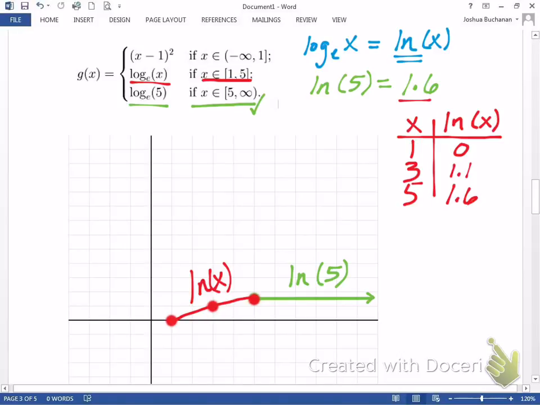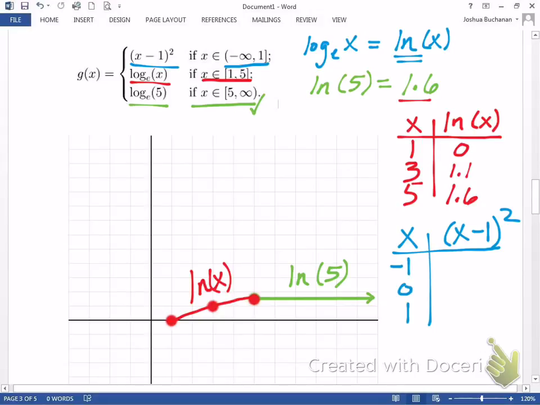And then we must do x minus 1 squared. So we'll take 3 points. Let's take points from negative infinity all the way up to 1. So let's take negative 1, 0, and 1. That should be just fine. Negative 1 minus 1 is negative 2 squared is 4. 0 minus 1 is negative 1 squared is 1. 1 minus 1 is 0. 0 squared is 0.